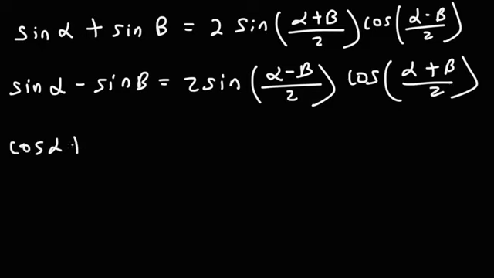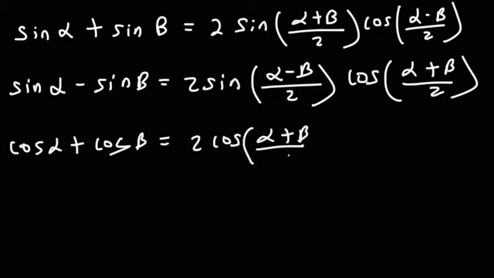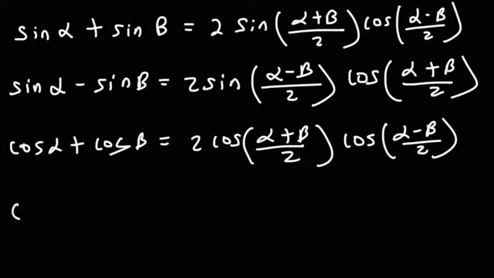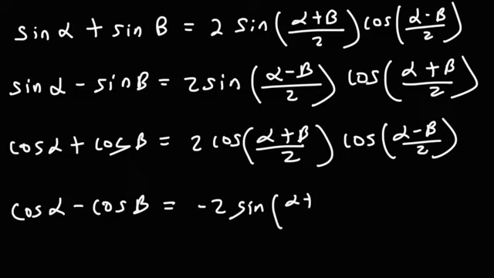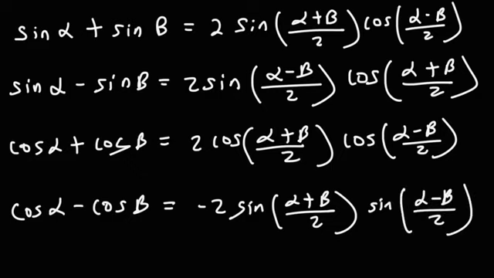Next is cosine alpha plus cosine beta, which is 2 cosine alpha plus beta over 2 times cosine alpha minus beta over 2. And then cosine alpha minus cosine beta is negative 2 sine alpha plus beta over 2 times sine alpha minus beta over 2. So those are the sum to product formulas.